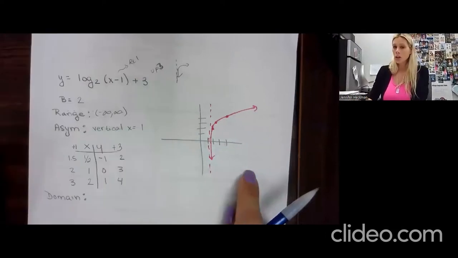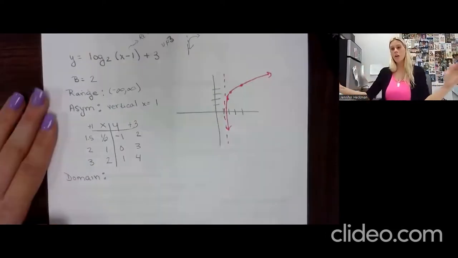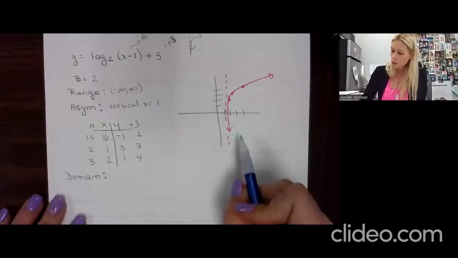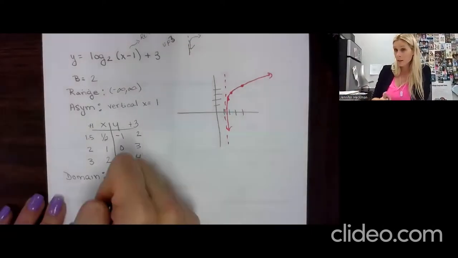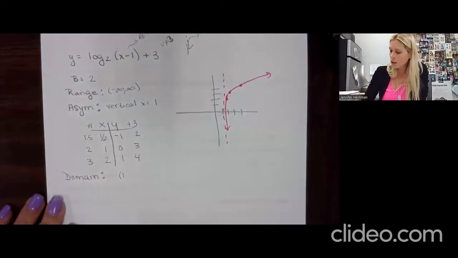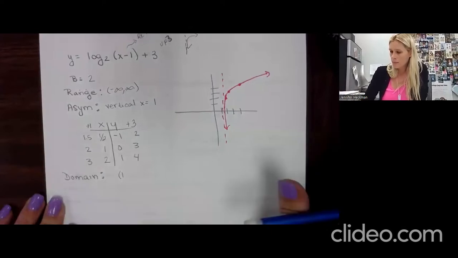Now let's look at our domain. How far left to how far right? Well, how far left does it go? It goes to 1, doesn't hit it though, it gets close to 1, and it goes all the way to the right, which is infinity.